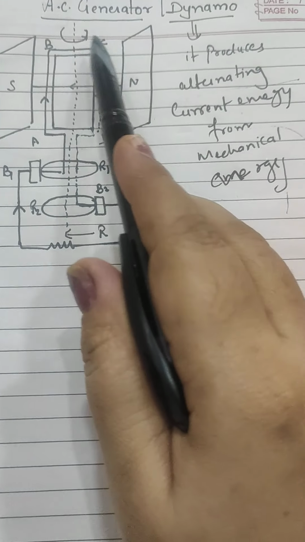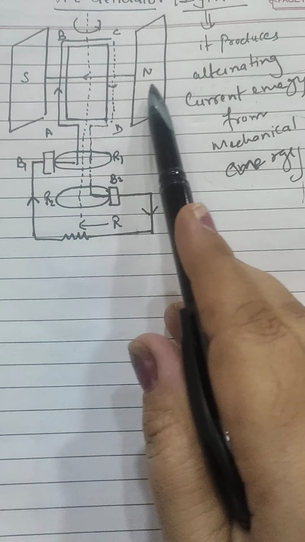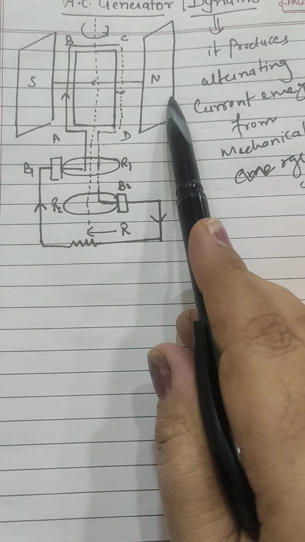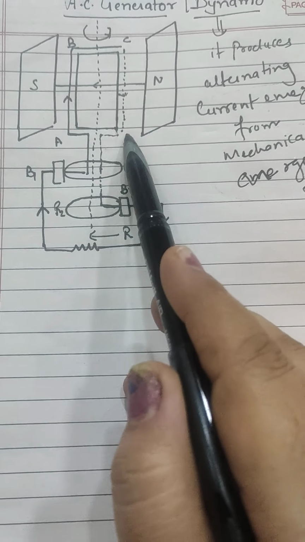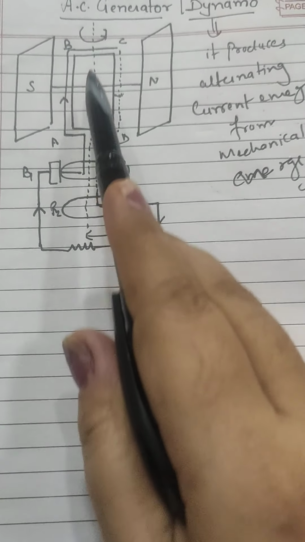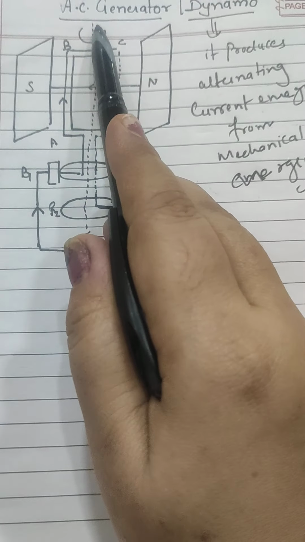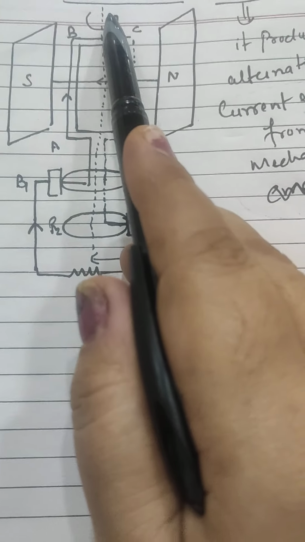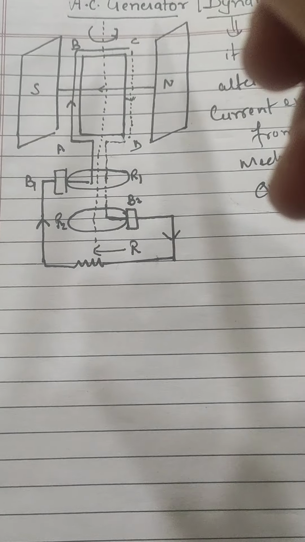Basically the structure, if you see here, these are two magnetic poles N and S. Here A, B, C, D is a coil which can be rotated freely about this axis. Now here there is a shaft which is being used to rotate this coil.